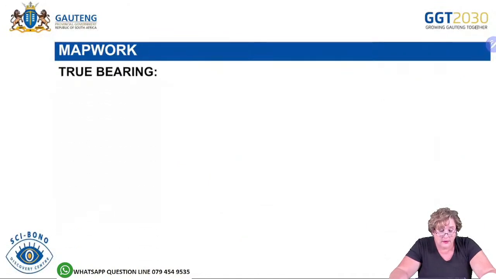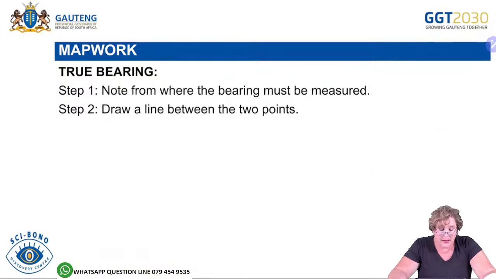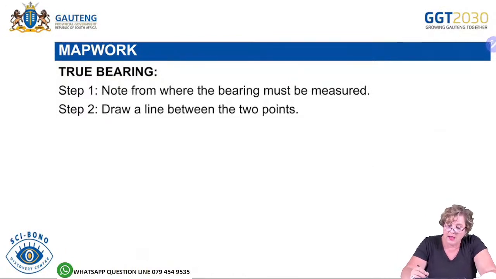True bearing. Boys and girls, step 1. True bearing is where you need to measure with your protractor. Step 1 is to note from where the bearing must be measured. They will ask you from A to B.